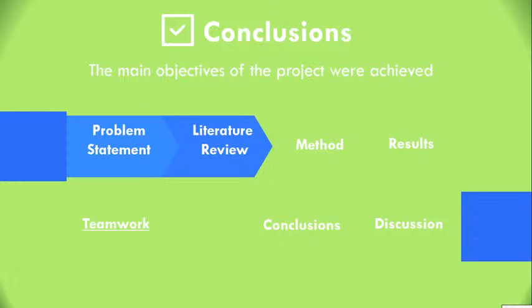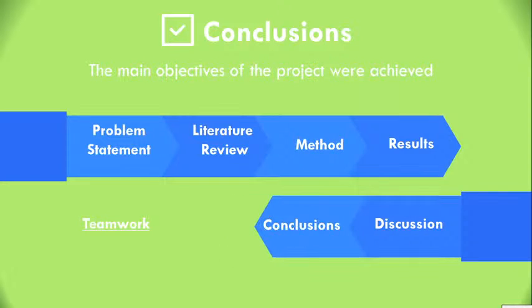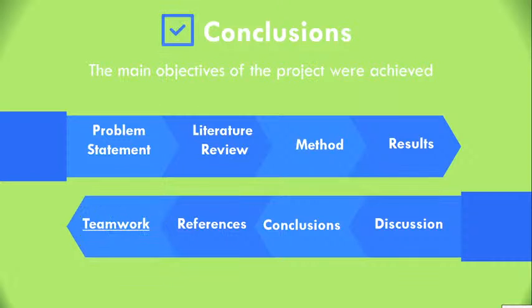Then, in the conclusions, the main objectives of the project were achieved, like the problem statement, literature review, the method, results, discussion, conclusion, and also the references and good teamwork. The basic elements necessary for statistical process control were presented and applied to evaluate the possibilities of improving our production process. The results show the need for a more rigorous control of the quality of the inputs.